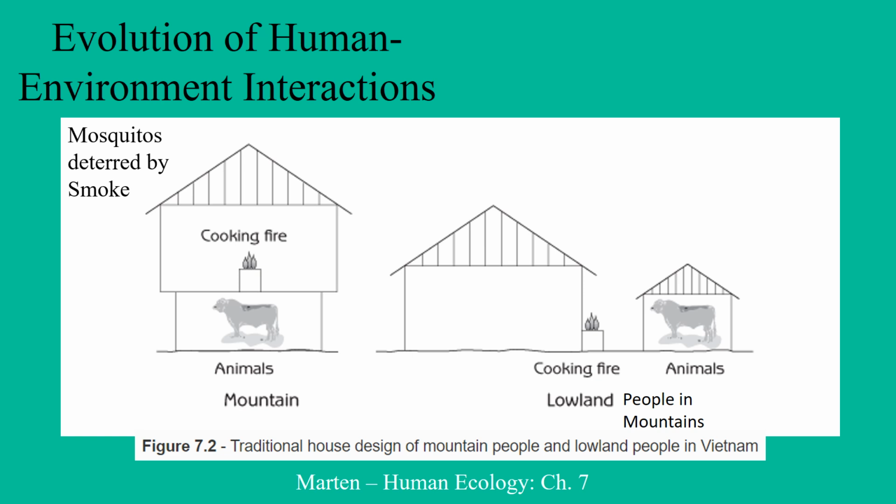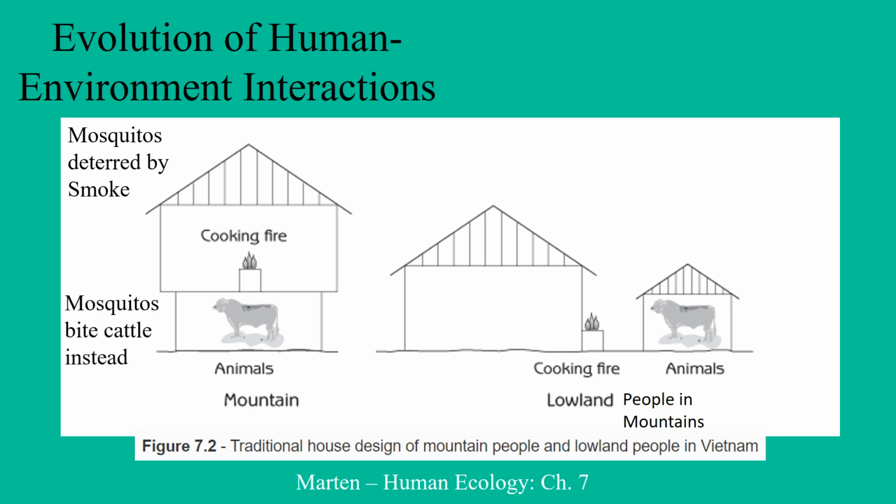So if you have a cooking fire in your house, even though you don't want to be breathing in the smoky fumes and things like that, that cooking fire was enough to deter the mosquitoes from coming into the house. They wouldn't come in and they wouldn't bite people. The mosquitoes tend to stay more at ground level, and so they would go down, they would bite the animals. The animals can deal with mosquitoes and malaria. They don't really catch malaria, so it wasn't an issue for them in that area.